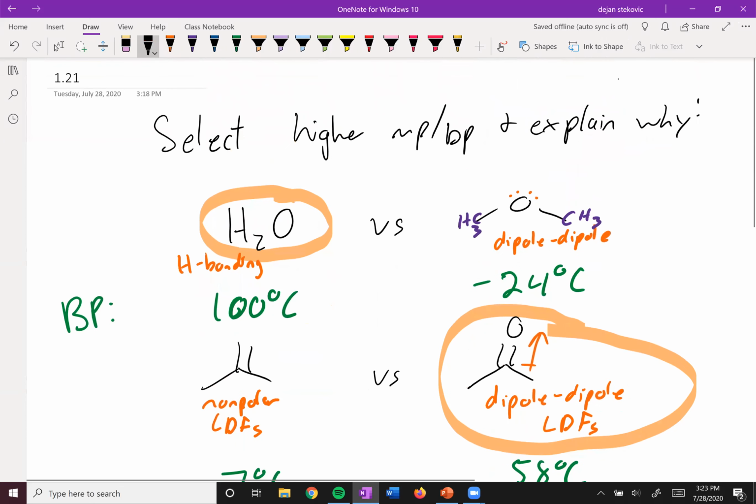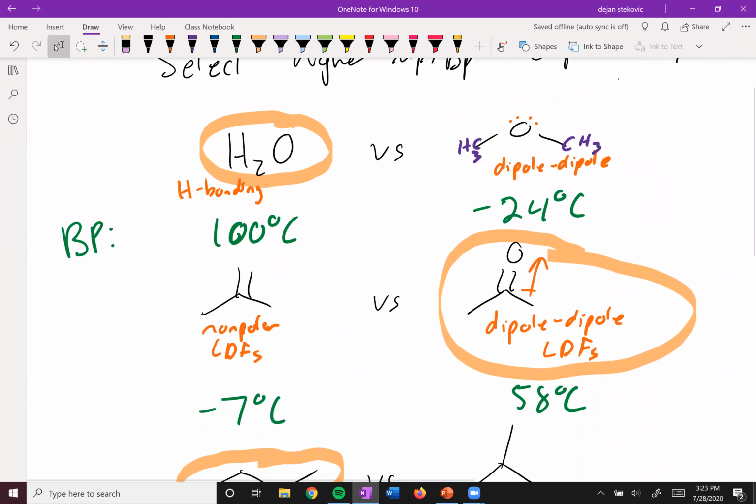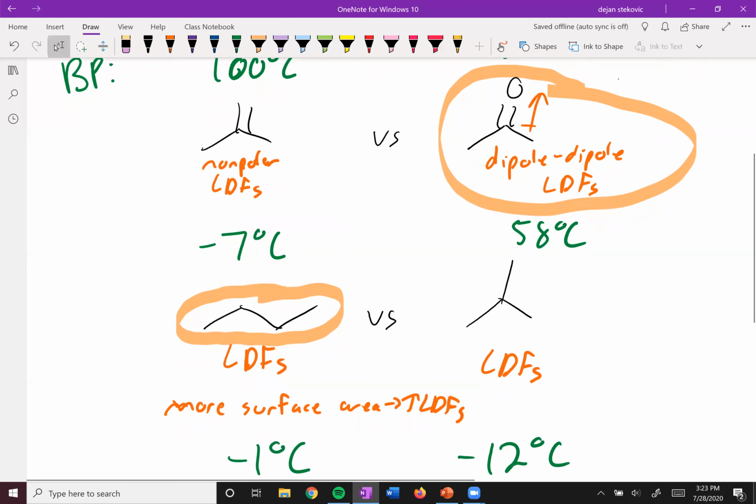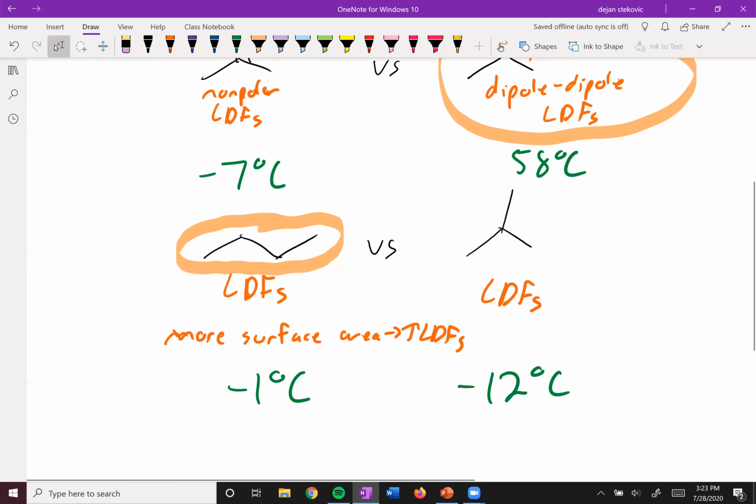So these problems are pretty good because you need to be able to look at these structures, right? These skeletal structures, think about what the compound actually looks like, figure out what the polarity is, whether there's hydrogen bonding, and then use that information to determine the properties of the compound.